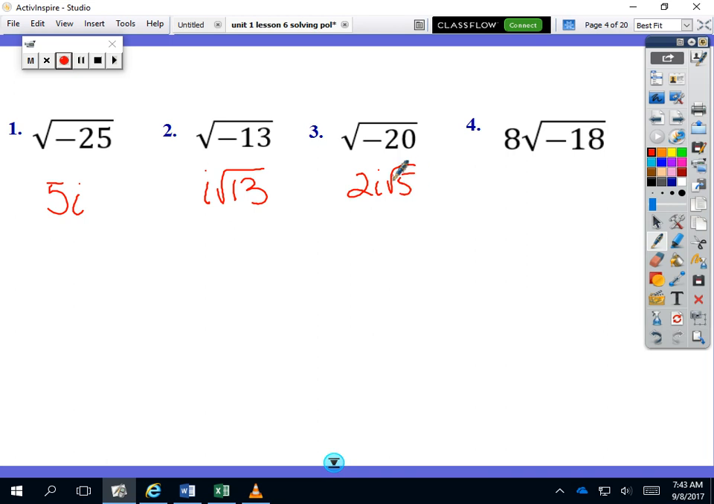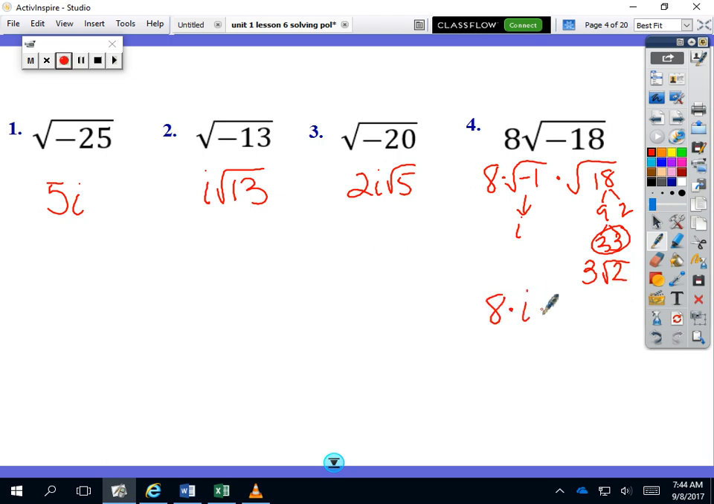And this one I'm going to break down because some of you may not have known what to do with this 8. So right now I have 8 times the square root of negative 1 times the square root of 18. Well, I know 8 and I know this is i, right? So square root of 18, this is 9 times 2, and 9 is 3 times 3, so I have a pair of 3's. So the square root of 18 is 3 times the square root of 2. So now I have 8 times i times 3 root 2. I have to multiply the 8 and 3, so that's 24. 24i square root of 2.